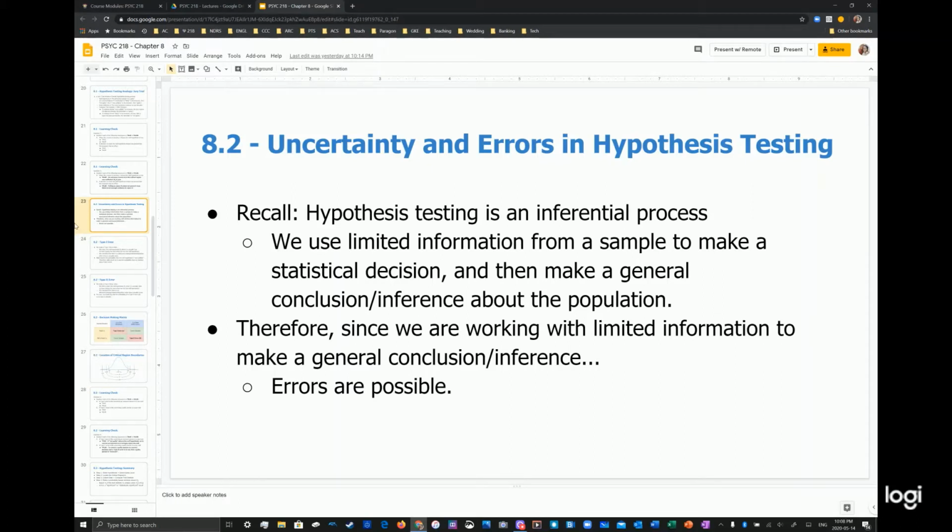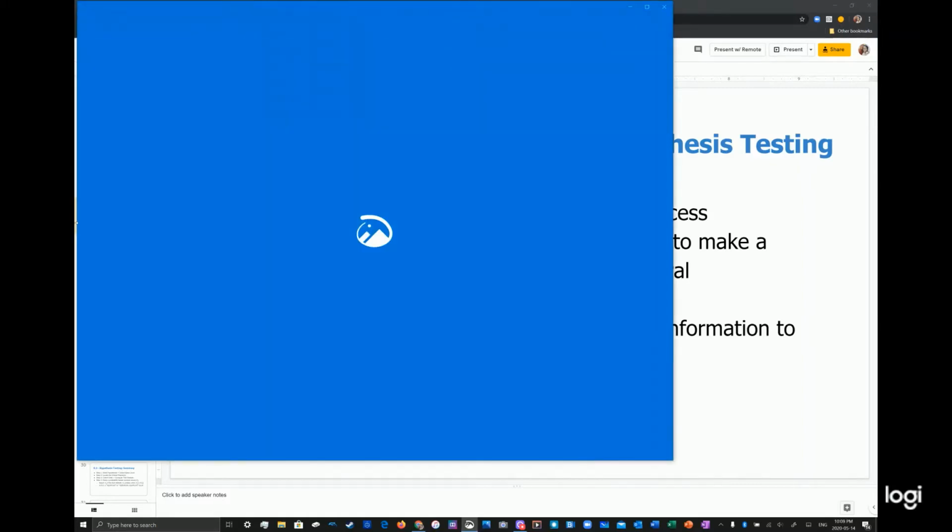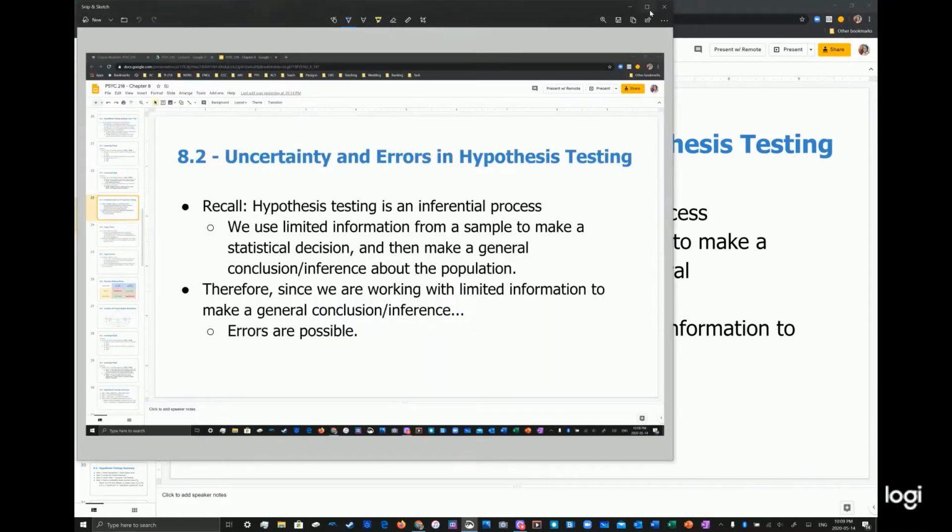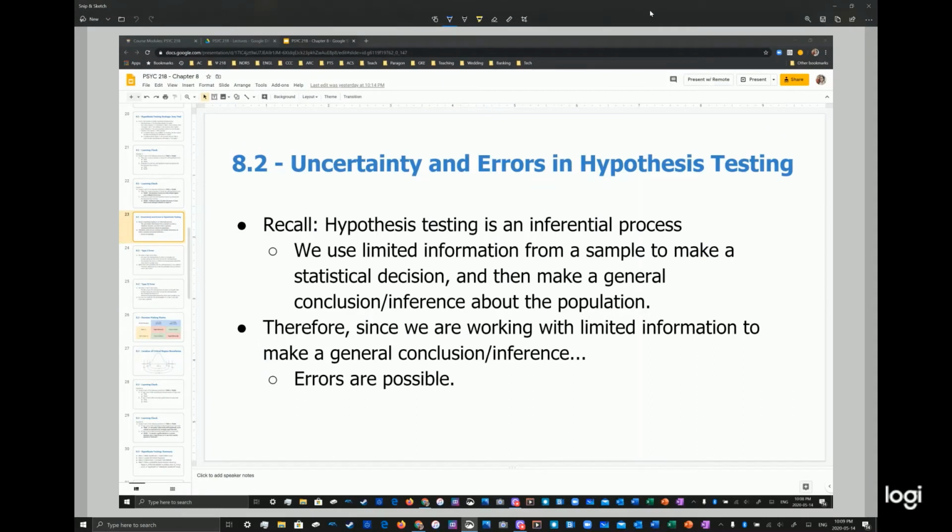So what the slide says here is that because hypothesis testing is inferential, that is, we make inferences and it's part of inferential statistics, we start off with limited information from the sample. So remember from the last chapter, chapter 7, where we talked about sampling distributions and why we do it and how the sample size directly affects our standard error. That is the standard deviation of the sampling distribution of means.